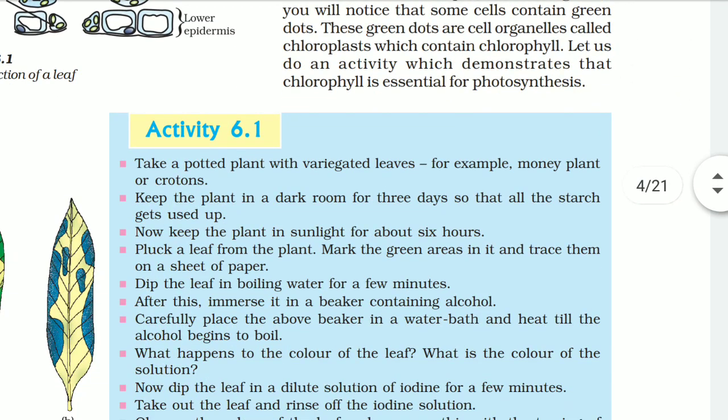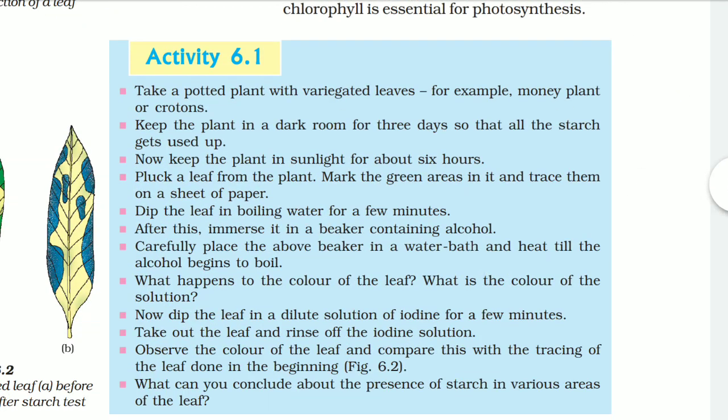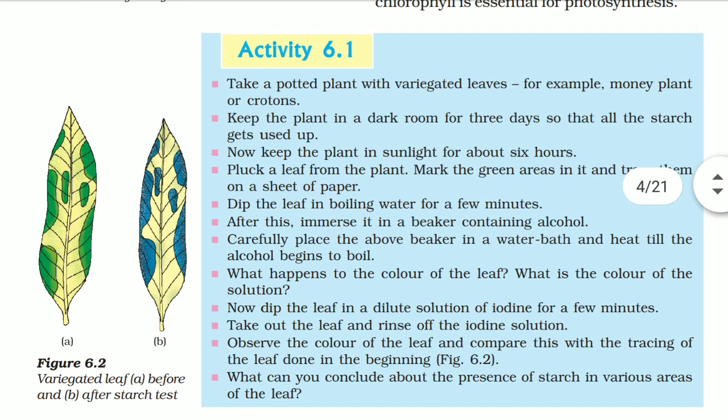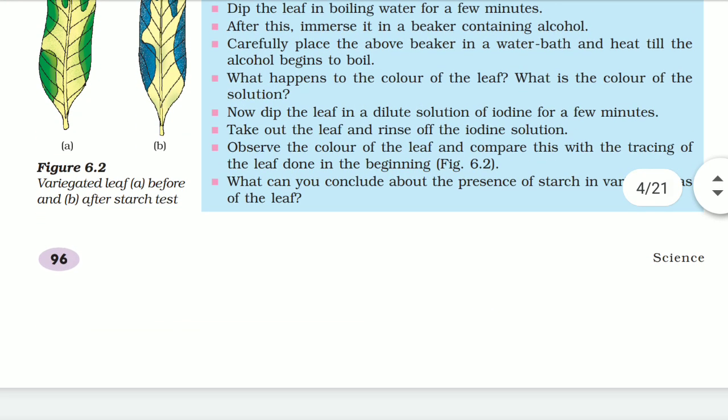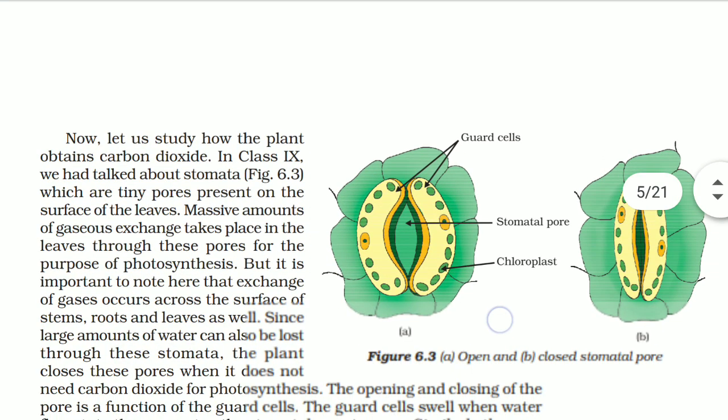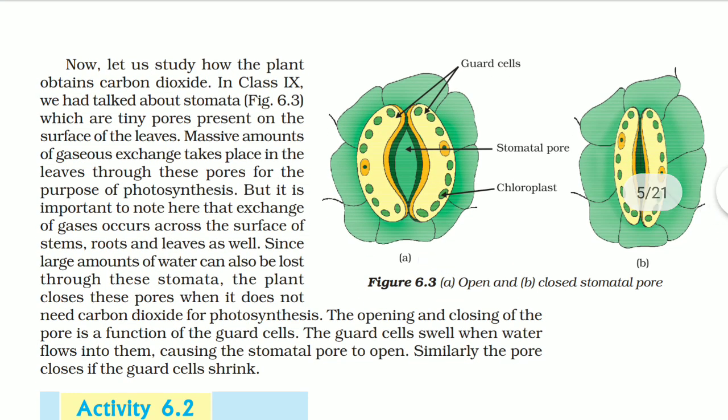In the activity of the iodine test, when you find a leaf variant in Figure 6.2, the green color shows the presence of starch in the leaf. Now let us study how the plant obtains carbon dioxide.